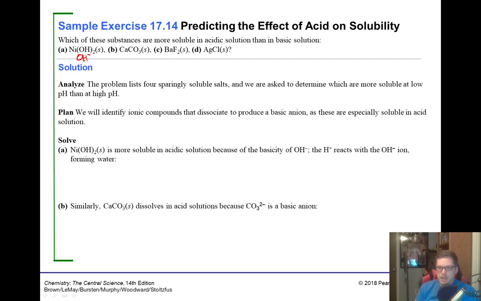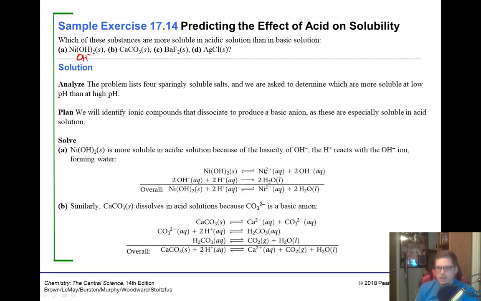So it's going to act like a base very, very easily. When you put it in acid, that hydroxide is going to react with the acid, forming water. So it's going to pull from this side. Le Chatelier's principle means it's going to shift this way, so it's going to be more soluble in acidic solution. Calcium carbonate here, the anion is this CO3 2 minus. That is also a weak base, so it's going to react with the water or the acid in the same way. It's going to eventually form your carbonic acid. Because of that, it's going to pull away from the carbonate, so it's going to be more soluble in acidic solutions.